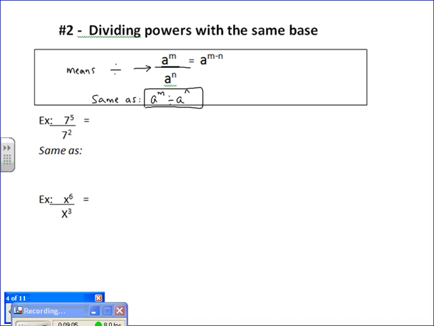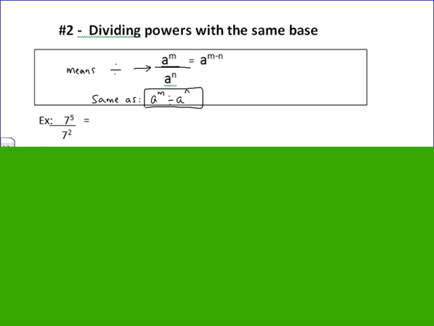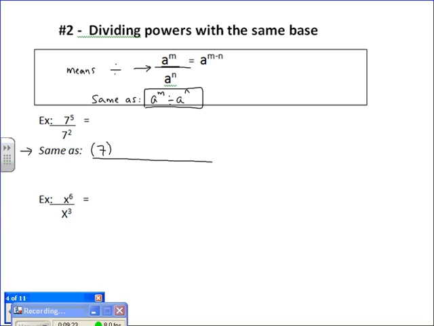Let's do an example. Let's go ahead and look at this one here. 7 to the exponent 5 divided by 7 to the exponent 2. Well, I could also write 7 to the exponent 5 as 7 multiplied by itself 5 times. So there's 7 times 7 times 7 times 7 times 7. There's 7 exponent 5. And on the bottom I have 7 squared. Well, that's just 7 times 7. So that's another way to write 7 to the exponent 5 divided by 7 squared.